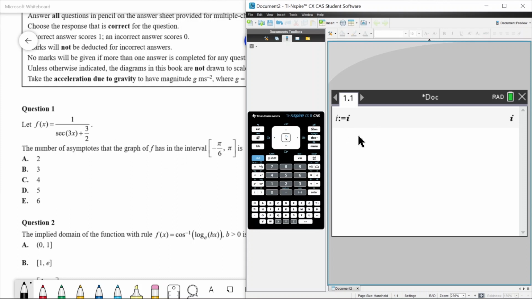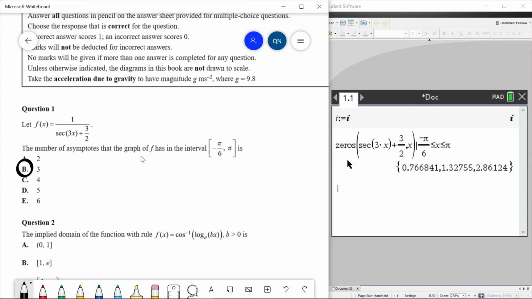equal to 0. So we can, for example, use the zeros command or the solve command. It really doesn't matter. We'll put in sec of 3x plus 3 over 2 with respect to x, and we want the domain as well, which is minus pi on 6 less than or equal to x less than or equal to pi. So let's approximate that, and we get 3 solutions. So the answer is B.